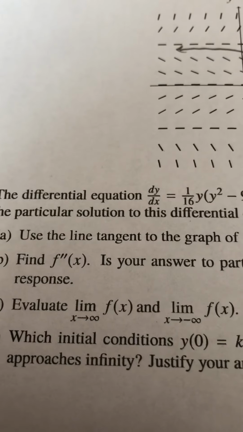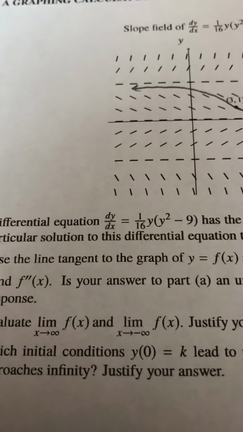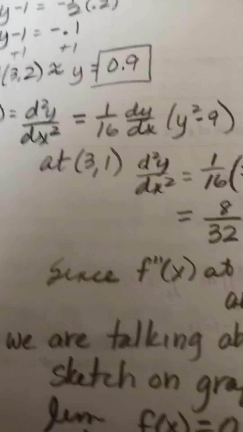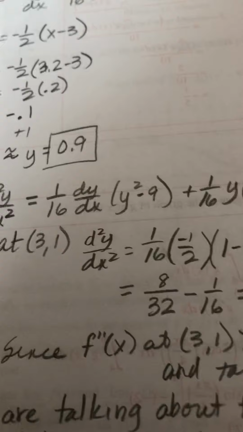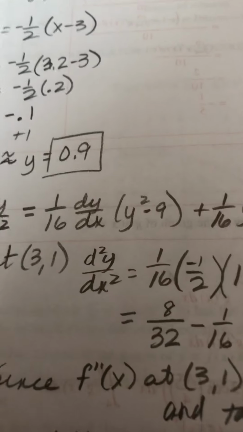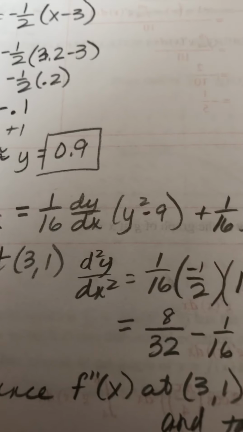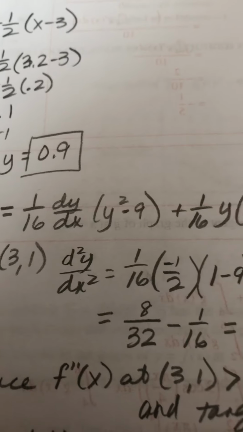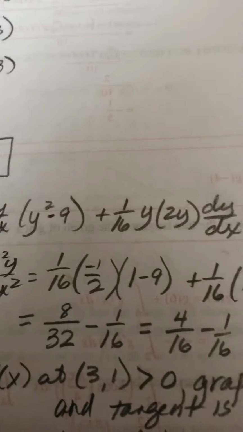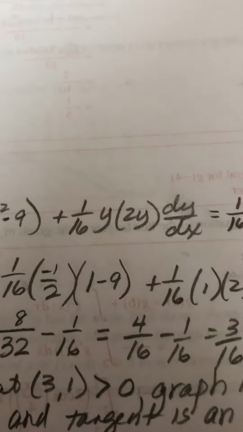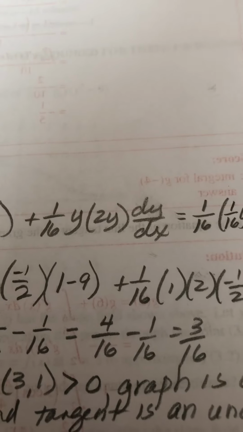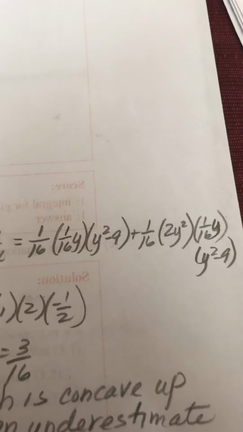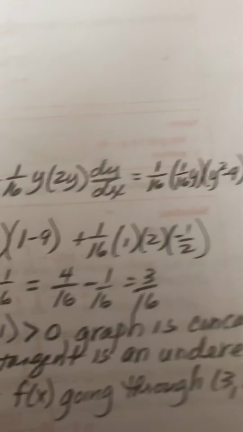2b, find f double prime of x. Then we want to know if it's an overestimate or an underestimate. So f double prime is taking the second derivative. It's implicit differentiation, so product rule. The derivative of the first, so 1/16 times dy/dx times y squared minus 9, plus the first times the derivative of the second, so 1/16 y times 2y times dy/dx. And then I just subbed in the dy/dx. We leave it like that.